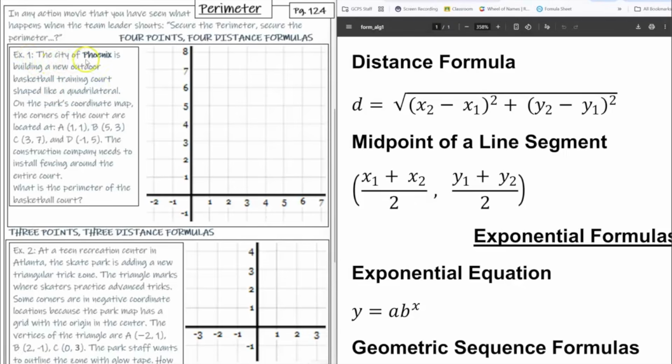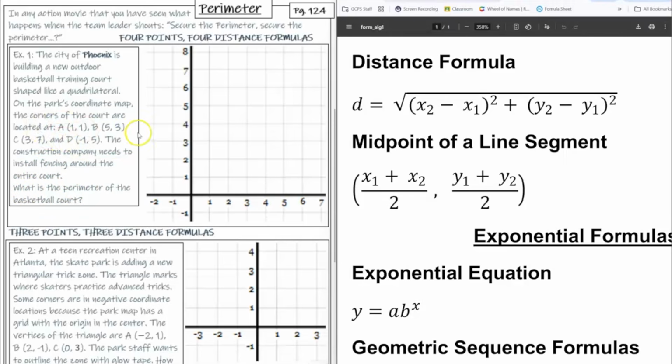So example one, the city of Phoenix is building a new outdoor basketball training court shaped like a quadrilateral. And a quadrilateral just means a shape with four sides, quad. On the park's coordinate map, the corners of the court are located at blah, blah, blah. The construction company needs to install fencing all around the court. So what does that mean? I need to go around the entire court, which sounds like perimeter. What is the perimeter of the basketball court?